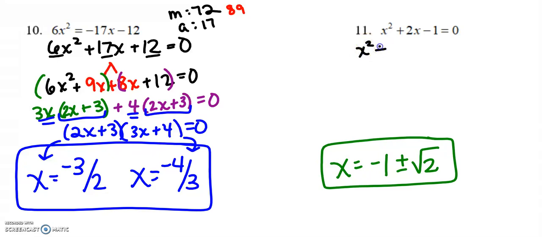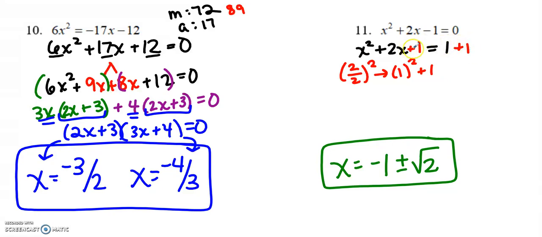So divide everything through by 1, that doesn't do anything. Move your constant to the other side. Then I'm going to take half of b, so 2, half of it, and square it, which would be the same thing as 1 squared, which means really I'm going to add 1 to both sides.